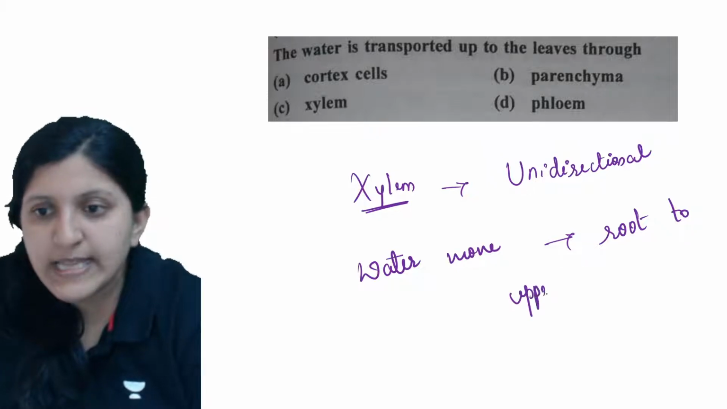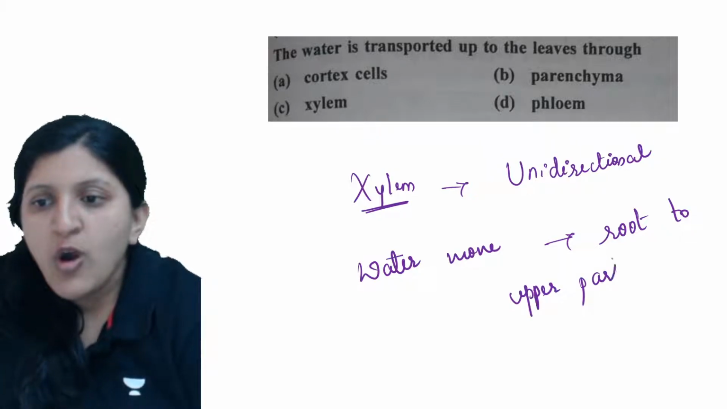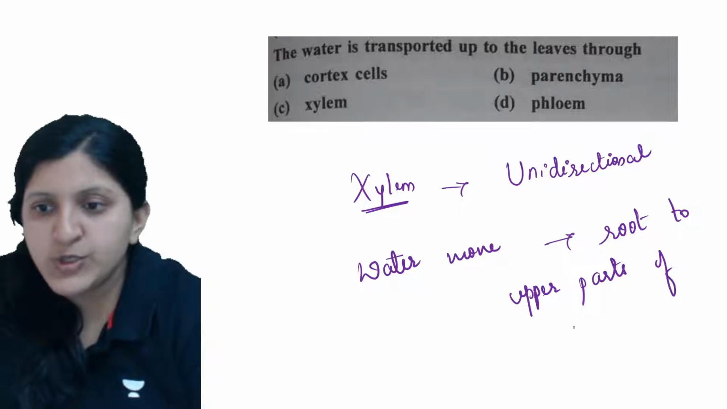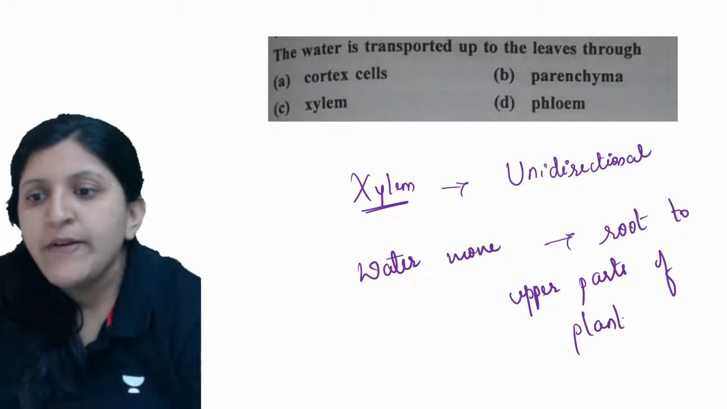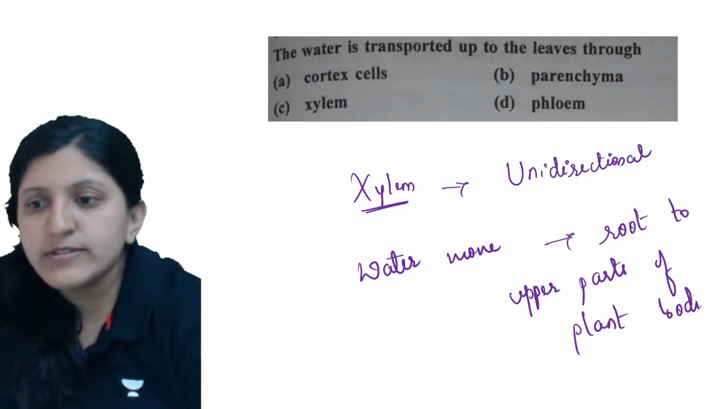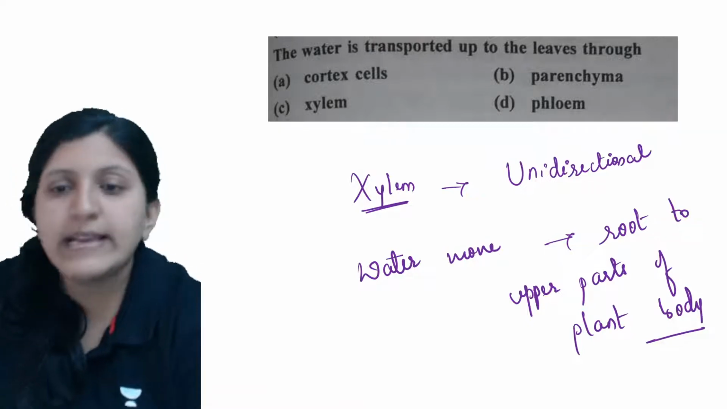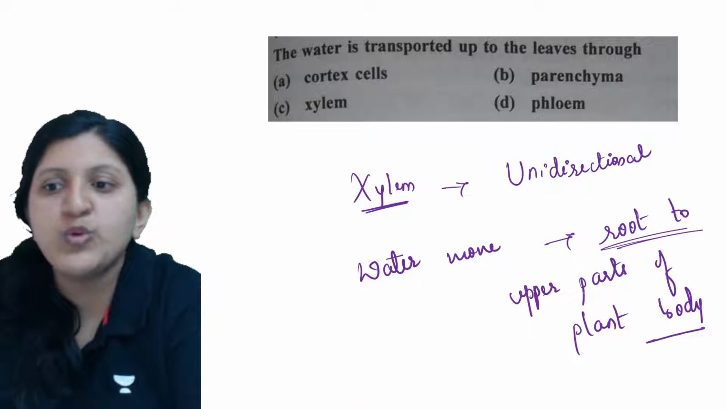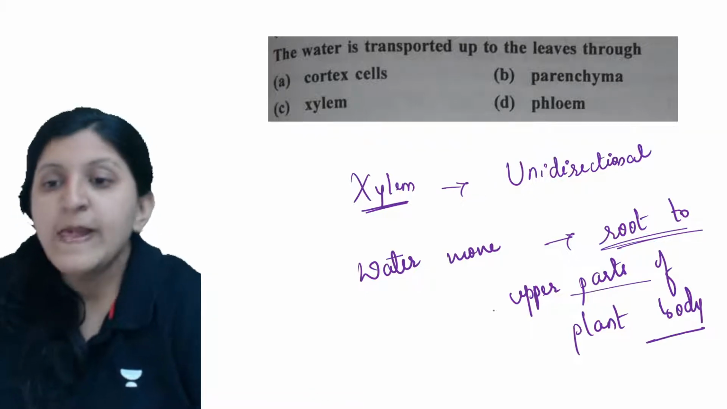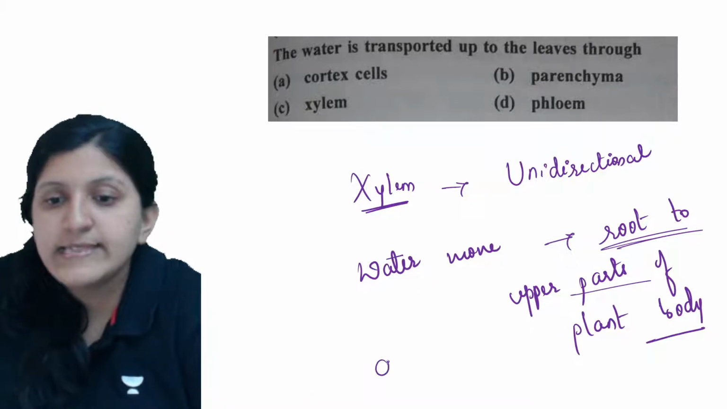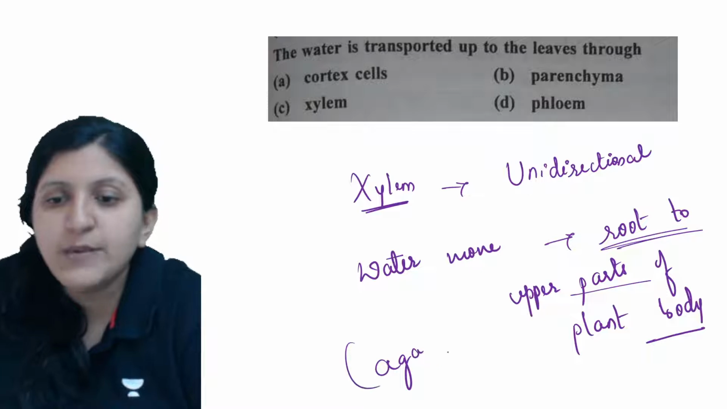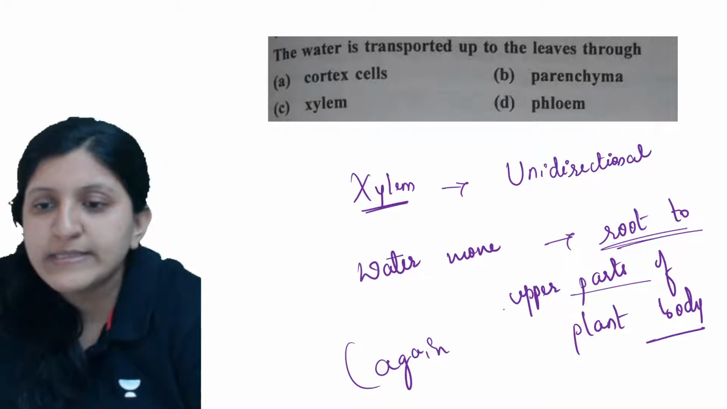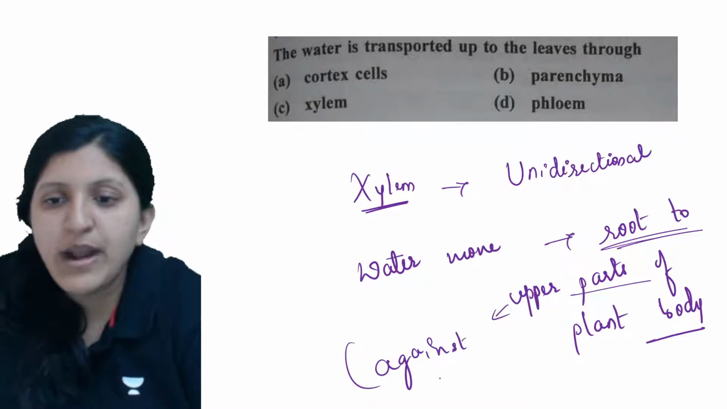So this is basically the upper parts of the plant body. So the movement of water, from the root to the upper parts of the plant body, is against the gravity. So you can see that the movement of water is basically against gravity.